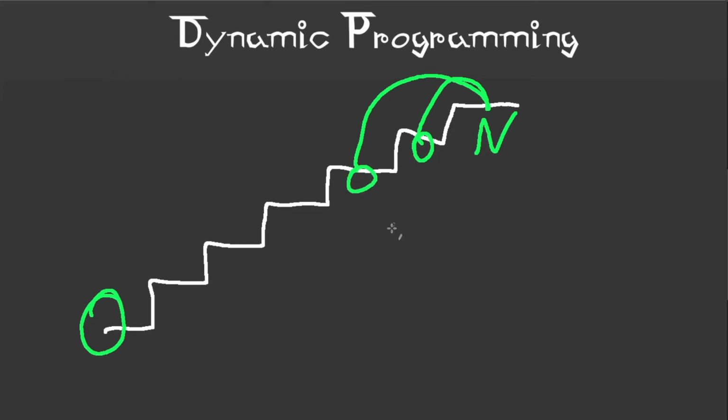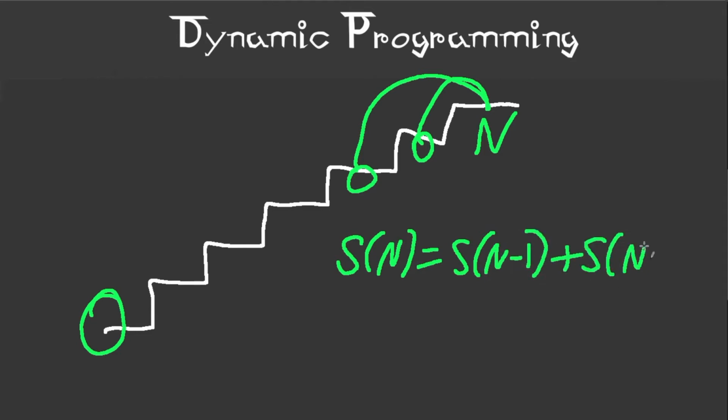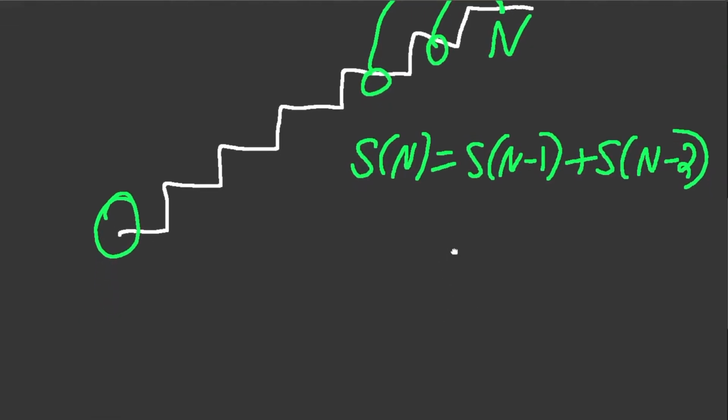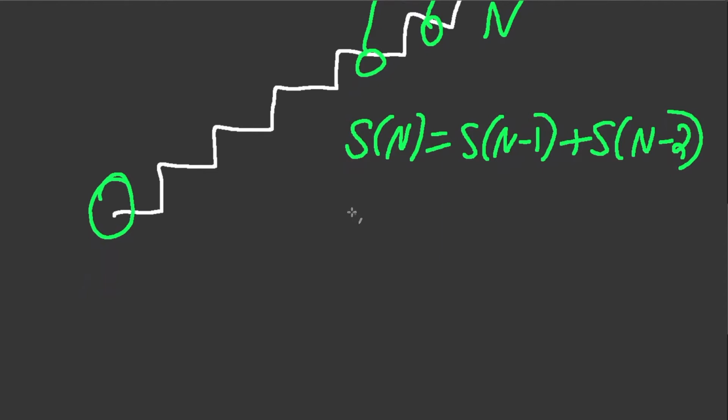and that's the answer to the problem. And so we can write this in a mathematical way, where the solution to the nth step is the sum of the previous step and two steps prior. And in code, this would just be a recursive function that makes two calls and then adds them together. And at this point, this is still a brute force solution.